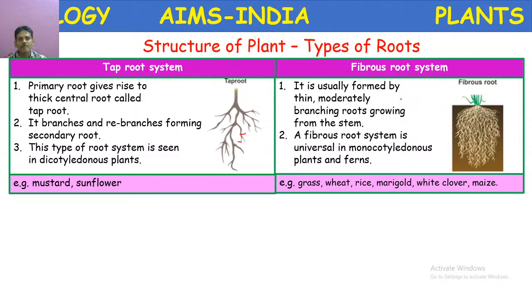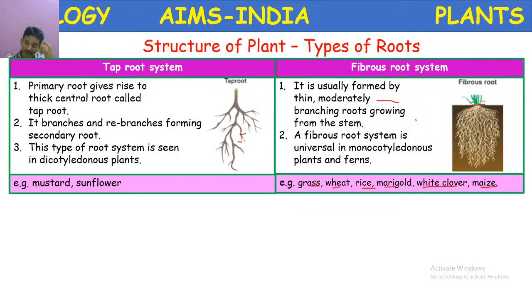It is usually formed by thin, moderately branching roots growing from the stem, directly from here. A fibrous root system is universal in monocotyledonous plants. In most of the monocotyledonous plants, examples given here are grass, wheat, rice, marigold, white clover, maize. These are all examples of the fibrous root system.